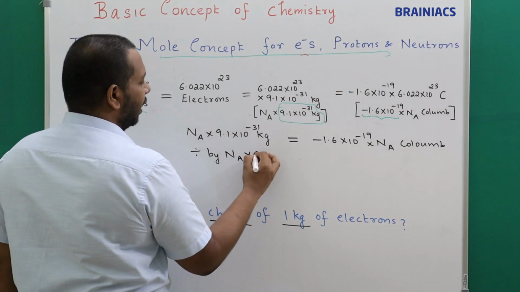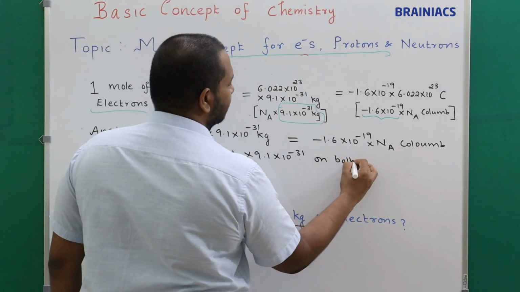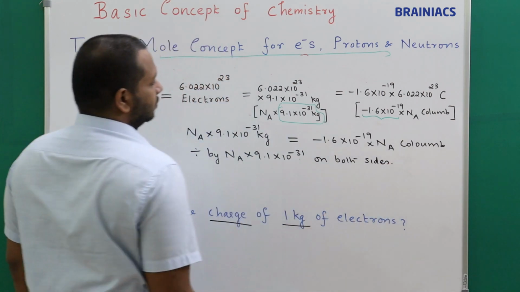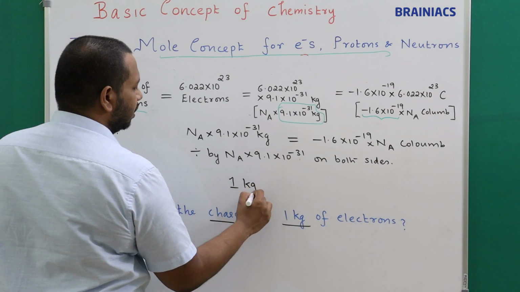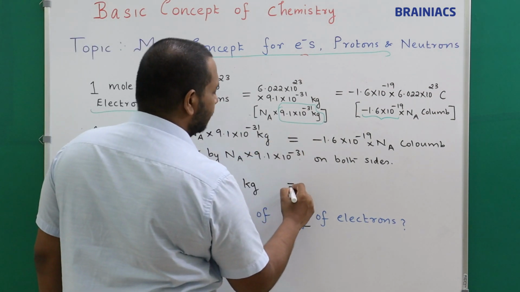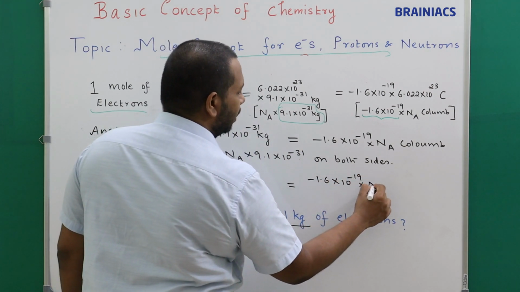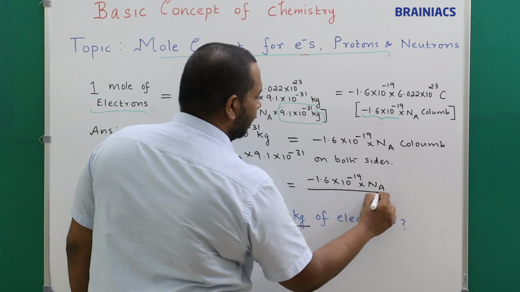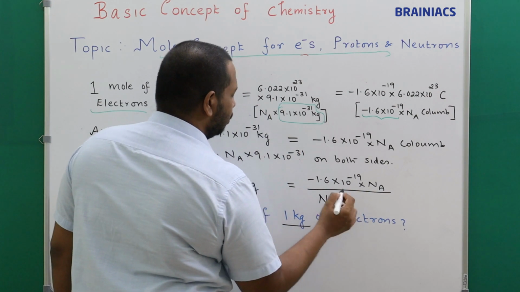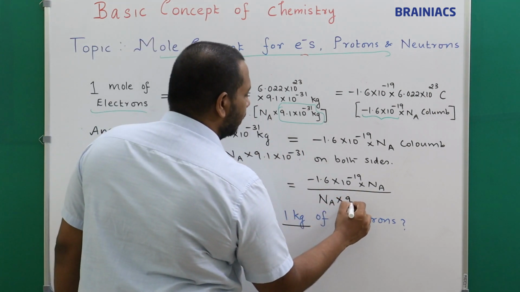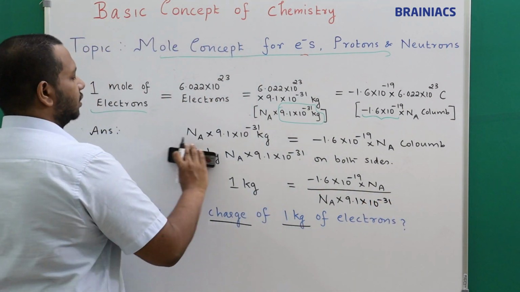Na into 9.1 into 10 power minus 31 on both sides. On both sides, what will become? So this will become 1 kg, and what happens to this one? This will become minus 1.6 into 10 power minus 19 into Na divided by what? Na into 9.1 into 10 power minus 31. Correct?